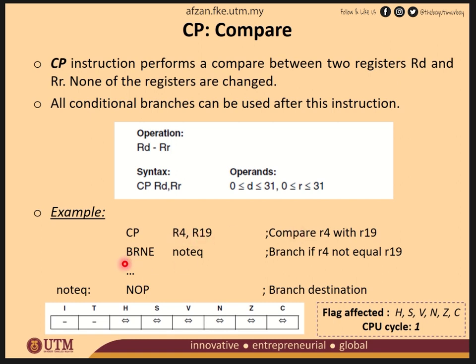Then you have the instruction branch not equal. Branch not equal means that if the R4 value is not equal to R19, it will jump to this not EQ here, this instruction. If R4 is equal to R19, you need to do the following instruction down here. You cannot jump to not EQ because R4 and R19 are equal.